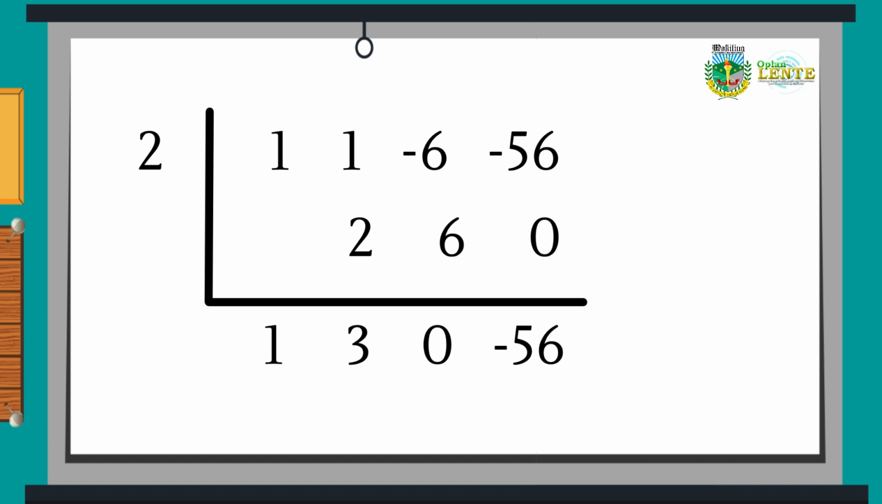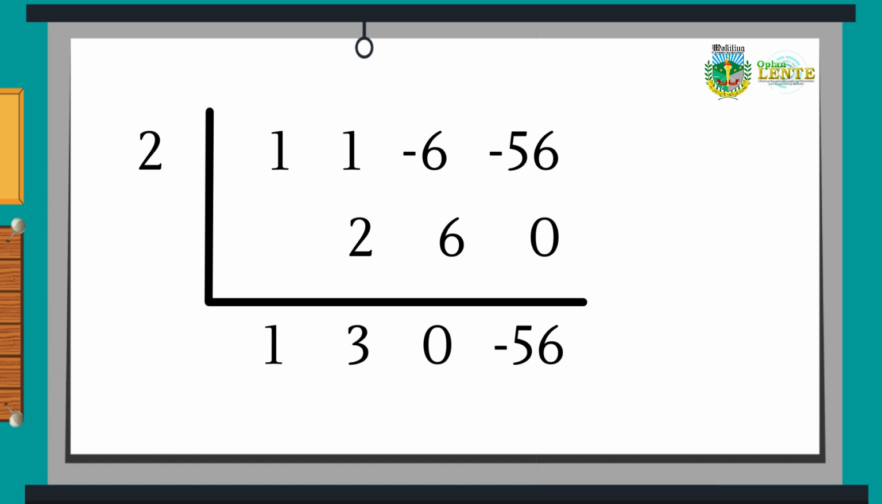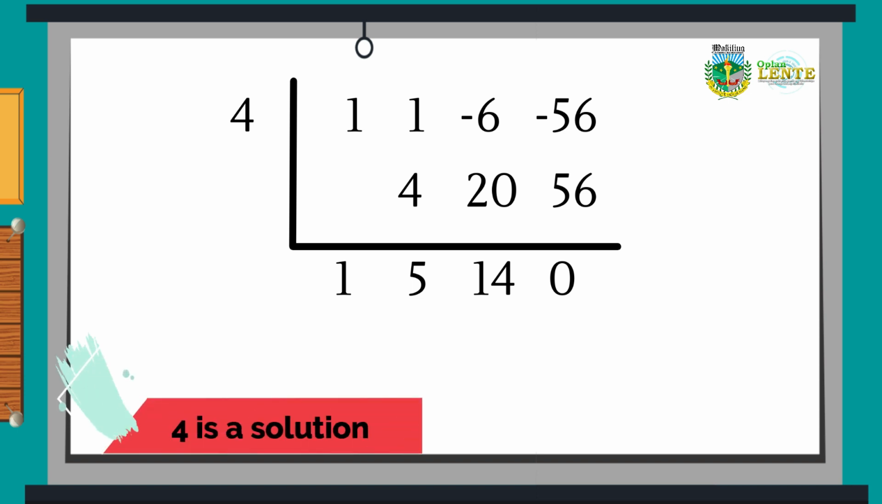Based on the solution, 2 is not a zero since the remainder is not 0. We should keep on trying. Even if it seems impossible, we need to be patient. That's how it'll work. Let us test positive 4. As we perform synthetic division, we found out that 4 is a solution because our remainder is 0.